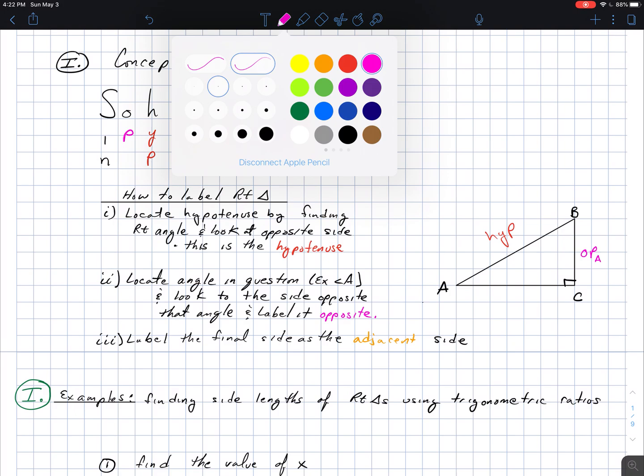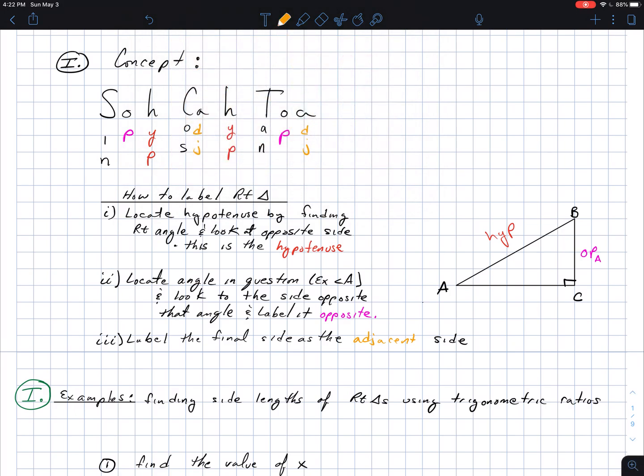And now, because there's always only 3 sides to a triangle, what we do is we label the final side, whatever it is. If we've done this correctly, it should always be the adjacent side, and that means next to, if you will. So there's adjacent to A.